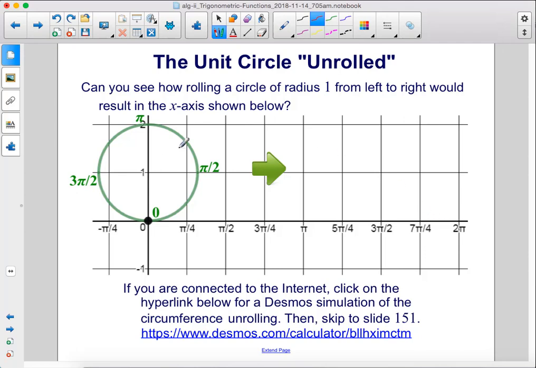Can you see how rolling a circle of radius 1 from left to right would result in the x-axis shown below? As this circle rolls, this π/2 point would land right there, this π point would land right over there, and so on.